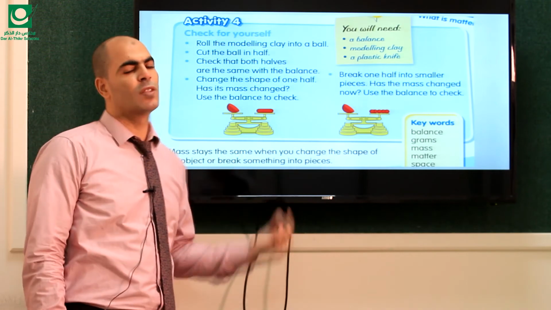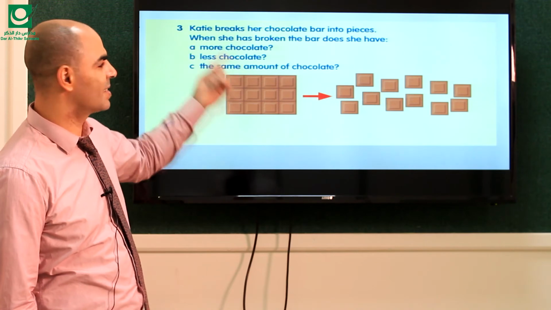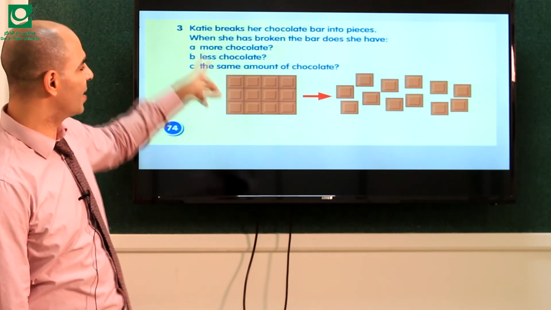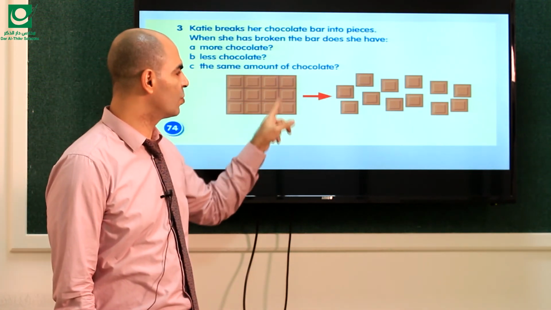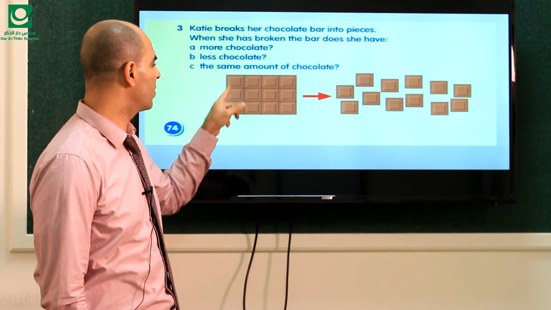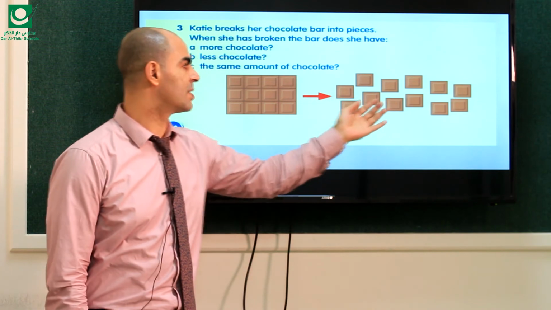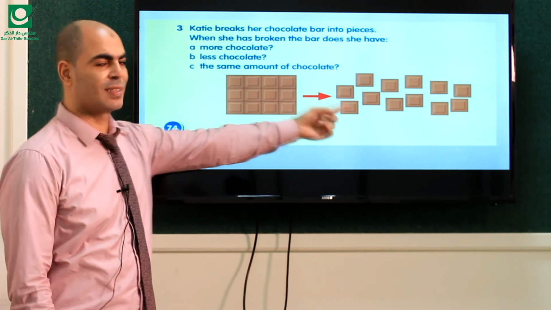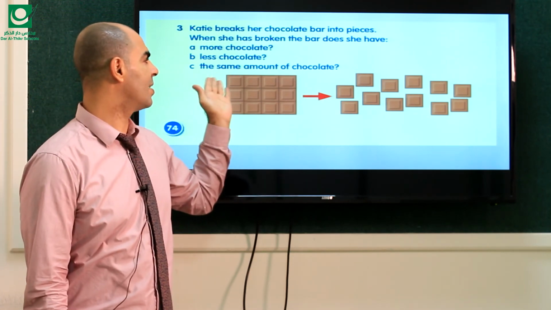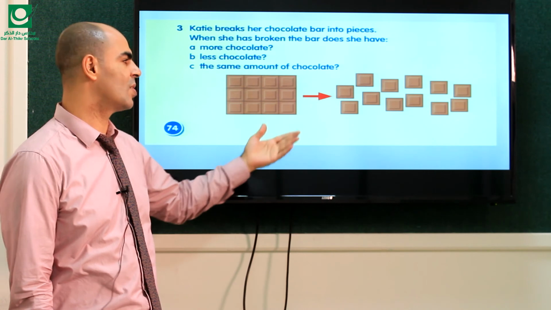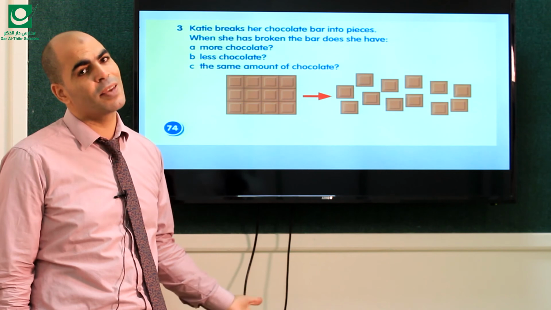Or when you break something into pieces, this makes no difference. Okay? This is a very easy activity. Here we have a bar of chocolate. If we cut it into pieces, 1, 2, 3, 4, 5, 6, 7, 8, 9, 10, 11, 12. We cut it into 12 pieces. Which one has more chocolate, or less chocolate, or are they the same amount? Yes, they are the same amount. The shape changed, but the amount is the same.